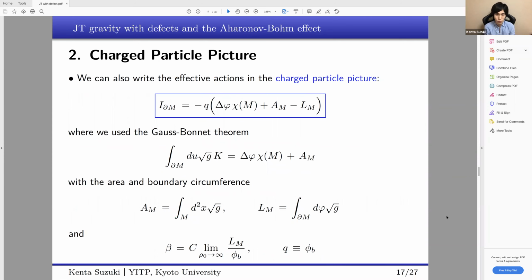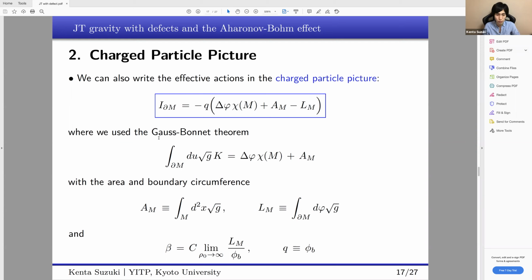However, we can also formulate the physical degree of freedom in another way. So this is to rewrite the boundary action in the form of standard quantum mechanics of a charged particle with a constant background magnetic field. So the corresponding action is given by this expression. So how do we get this expression?